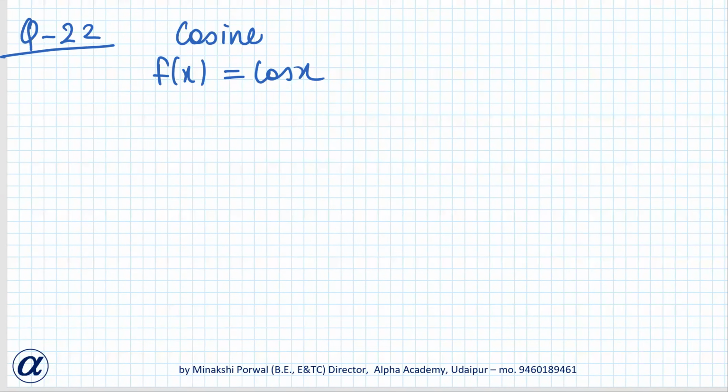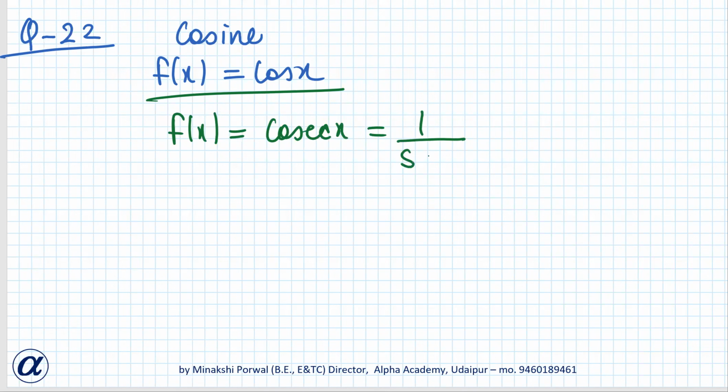So, question number 22. Discuss the continuity of cosine. So f(x) equals cos x. This is a continuous function. This you can prove. We have already done this. f(x) equals cosecant x. Cosec x can be written as 1 upon sin x. Now 1 is a constant, sin x is a continuous function. Therefore f(x) is a continuous function provided sin x should not be equal to 0, or x should not be equal to n pi.